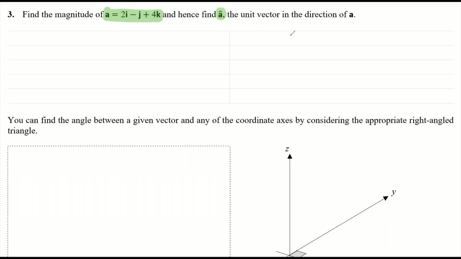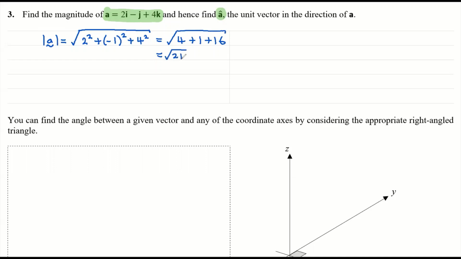So for the magnitude, remember this is the absolute value, if you like, that's the notation we use. And we just plug in the 3 components into Pythagoras' theorem. So that's going to be 2 squared plus -1 all squared plus 4 squared, square root the whole thing. So this is going to be the square root of, now just do this bit by bit, so that's going to be 4 plus 1 plus 16, which gives us the square root of 21.